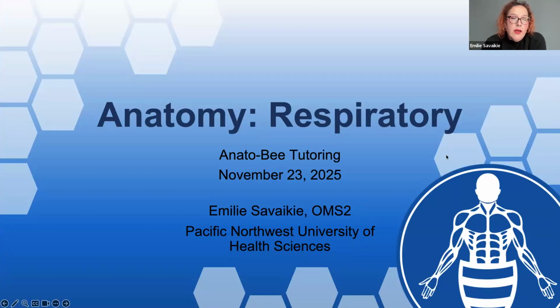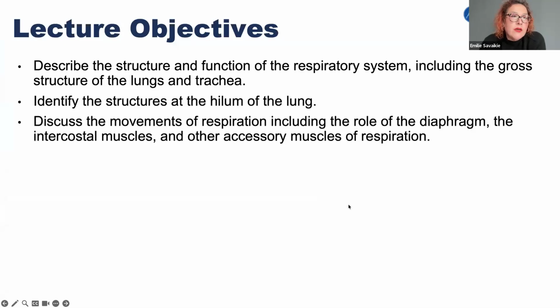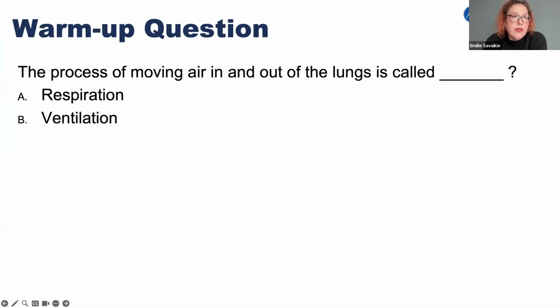Okay, so covering the anatomy part of respiratory, and we've got some lecture objectives, such as describe the structure and function of the respiratory system, including the gross structure of the lungs and trachea, identify the structures at the hilum of the lung, and discuss movements of respiration, including the role of the diaphragm, the intercostal muscles, and other accessory muscles of respiration. So I wanted to create a quick warm-up question.